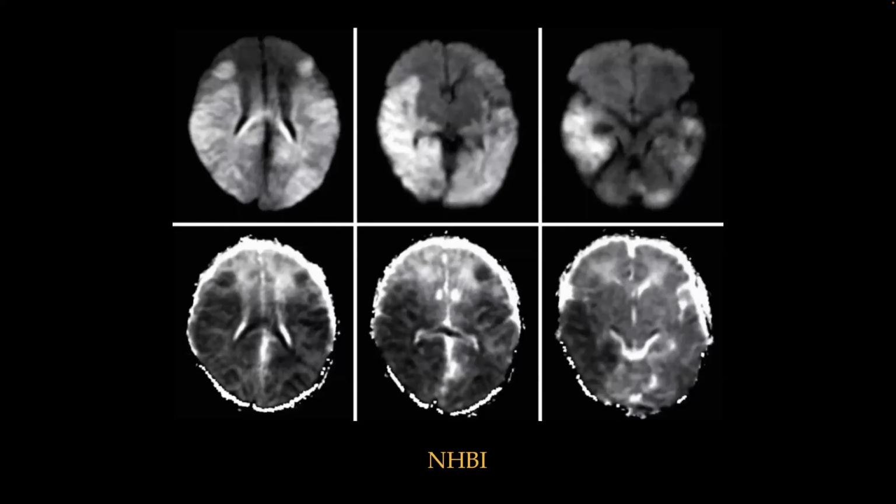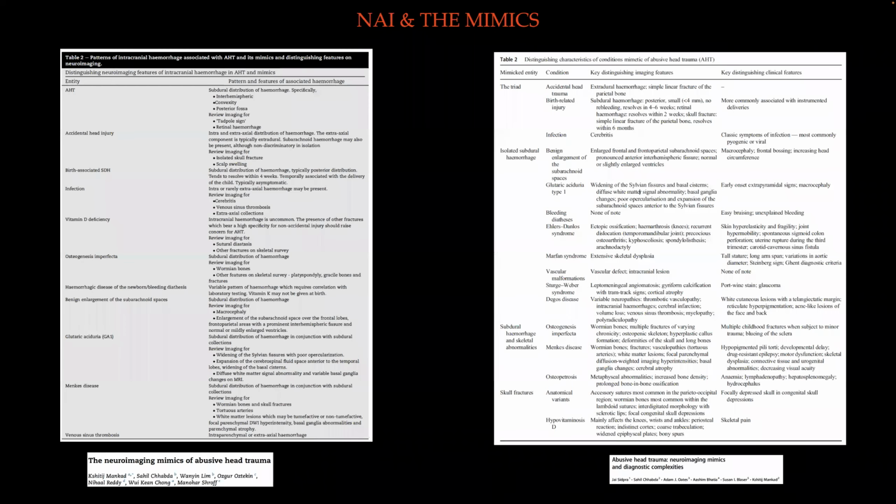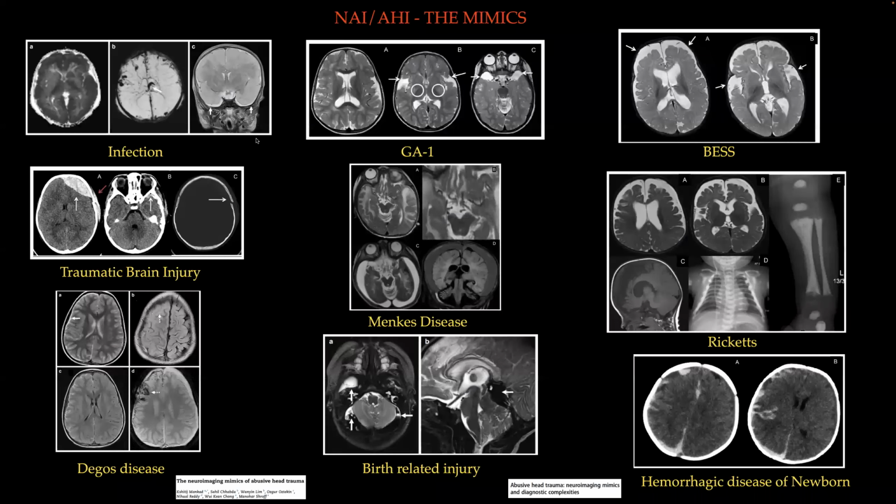But given the subdural hematomas, and if we consider the diffusion changes as hypoxic changes rather than hypoglycemic or a mixture of both, it's a possibility to be considered. These are just differentials on the imaging aspects of NAI. Infection can cause it, but I think the CSF was relatively normal. There is no hemorrhagic disease of newborn given the vitamin K supplementation. There was no birth-related injury. It doesn't fit into Menkes or any other inborn errors of metabolism.